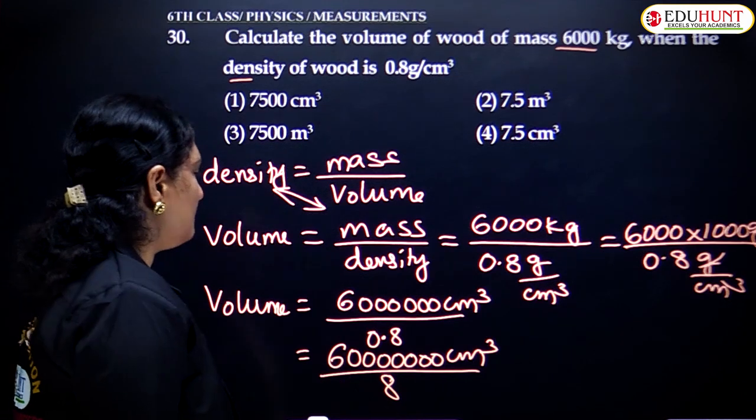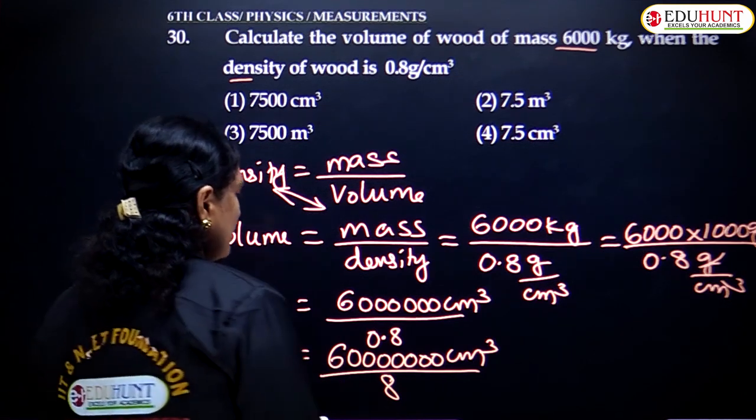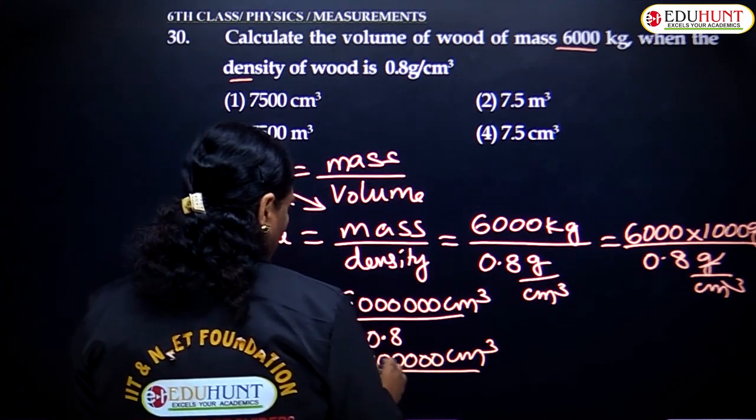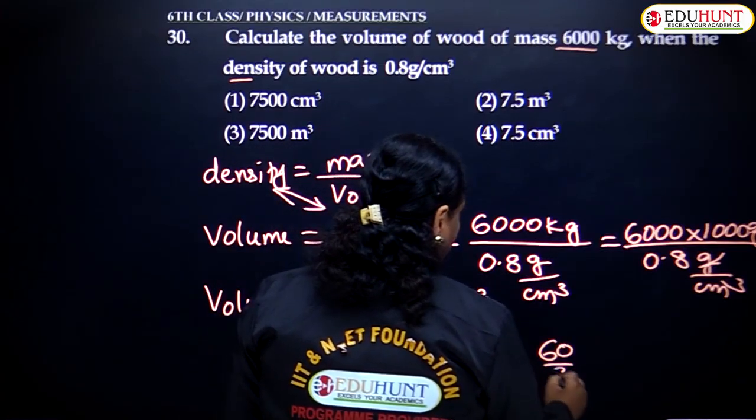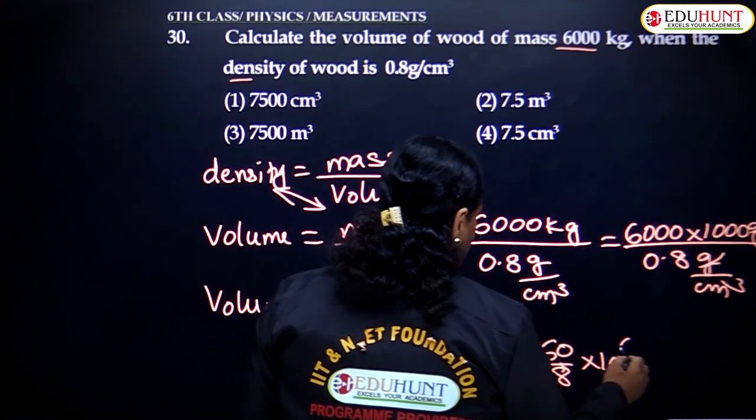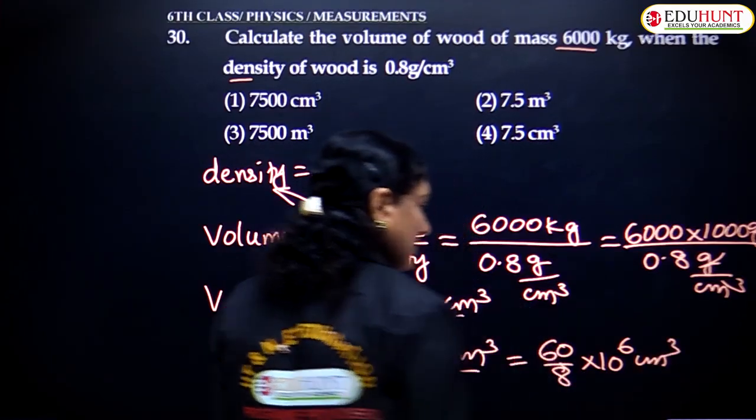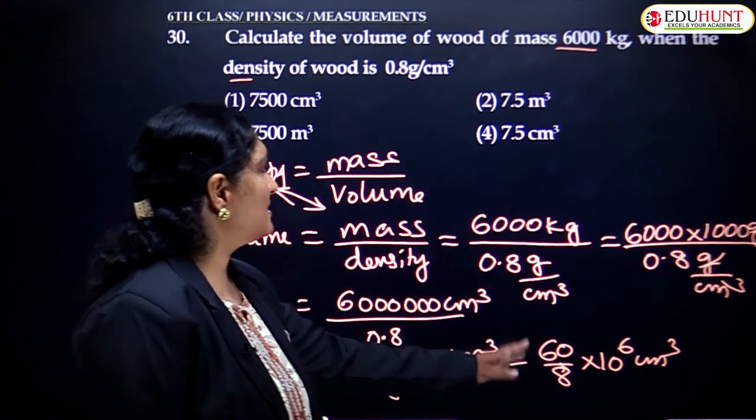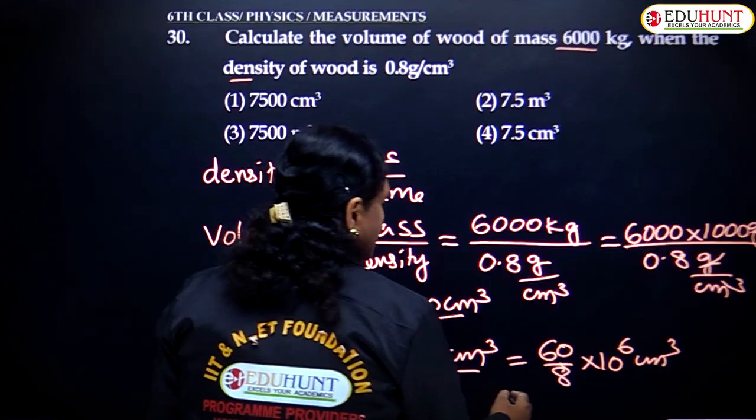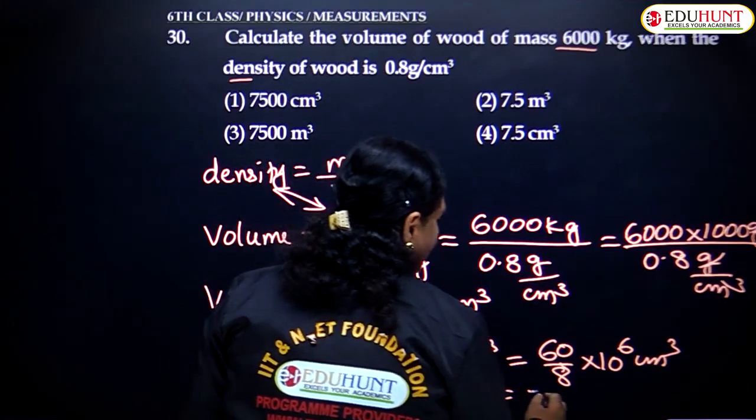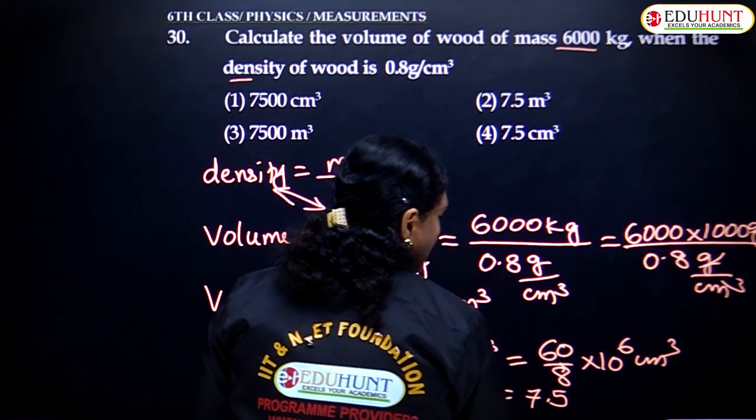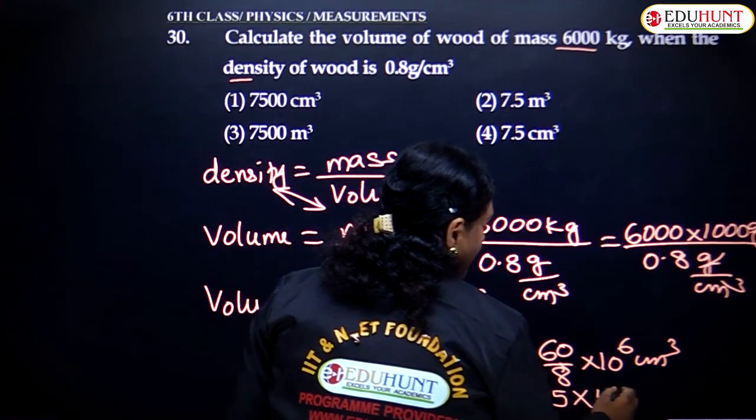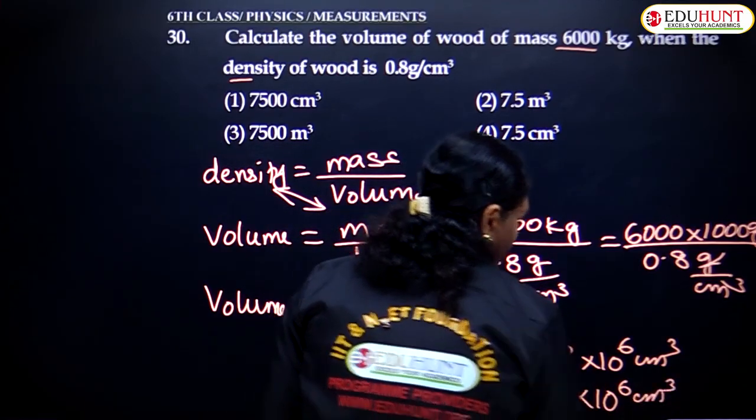So, you further simplify this, then it can be written as 60 by 8 into 10 power 6 centimeter cube. That's better to write. So, what is 60 upon 8, children? 8 7s are 56. Okay, 40. 8 5s are 40. 7.5 into 10 power 6 centimeter cube.